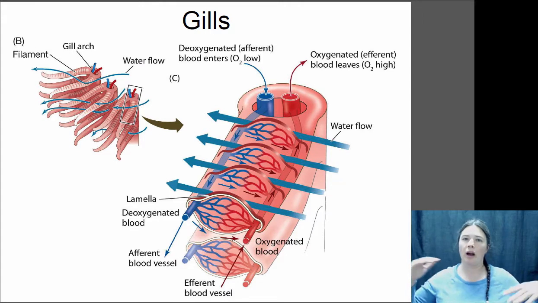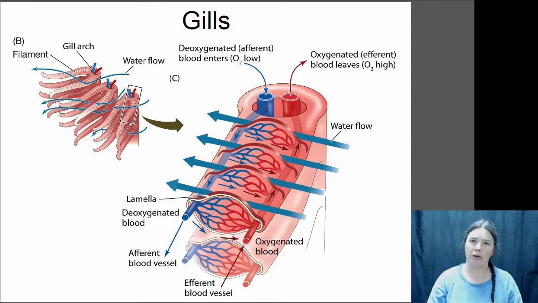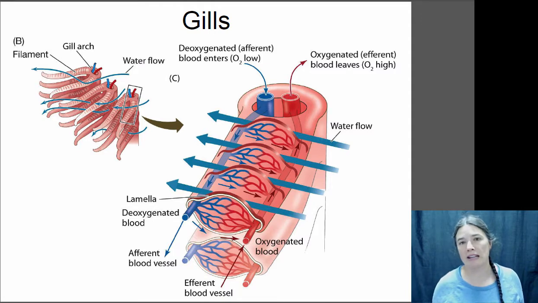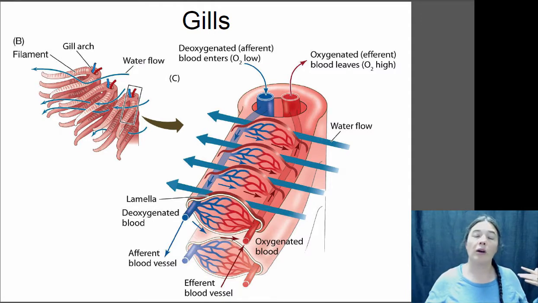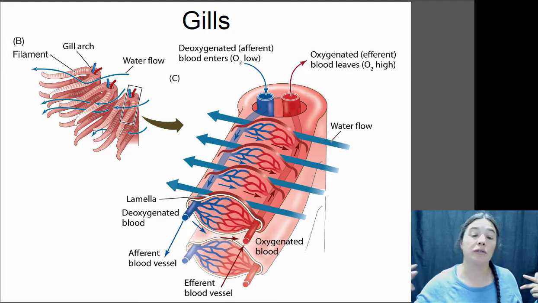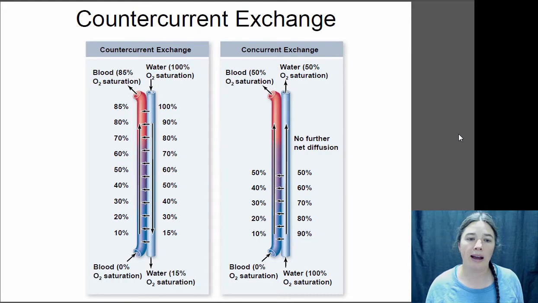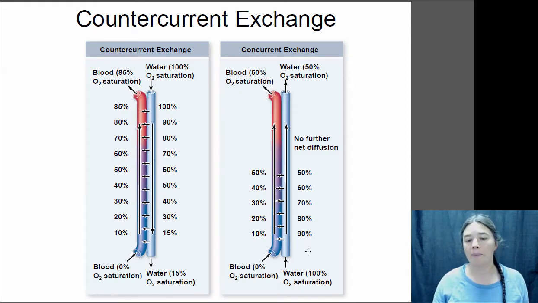So why is that important? Why is that countercurrent flow important? Well, it has to do with keeping the concentration gradient up, so that oxygen can diffuse from the water into the fish. So take a look at what happens if, we'll start here on the right side. This is what we would call concurrent exchange.